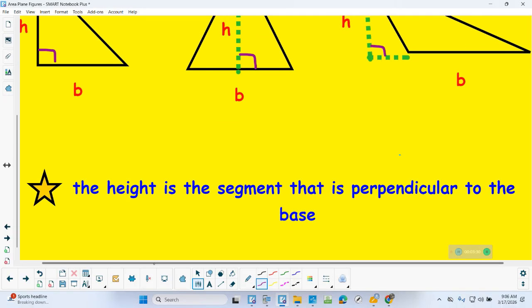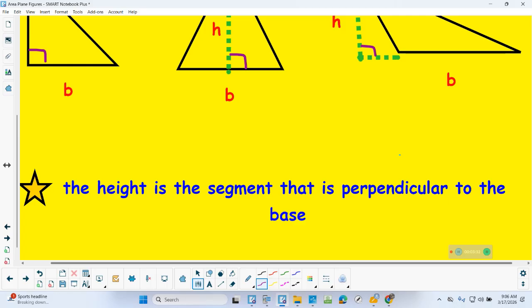So we do need to fill in on our notes here, this little star. The height is the segment that is perpendicular, and remember, sometimes we like to use the symbol, you can too, to the base. So we have to make sure for the height we're looking for that perpendicular segment. So let me give you a second to fill that in, and we'll do some area of triangle problems.